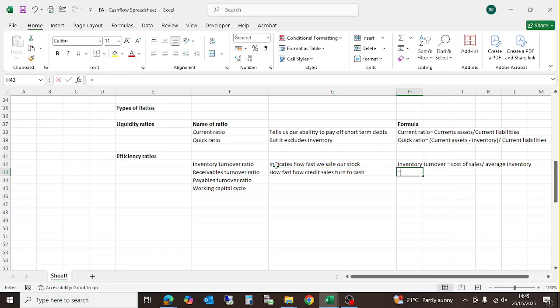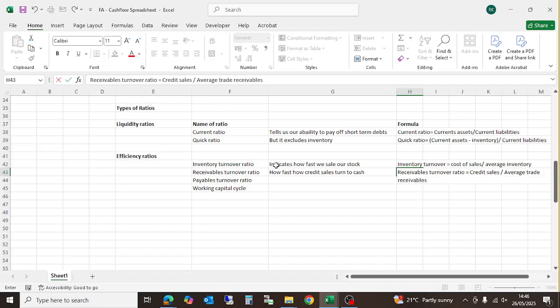So the formula is: receivables turnover ratio is equal to our credit sales divided by the average trade receivables amount. We get our credit sales and then we divide by the average trade receivables amount.